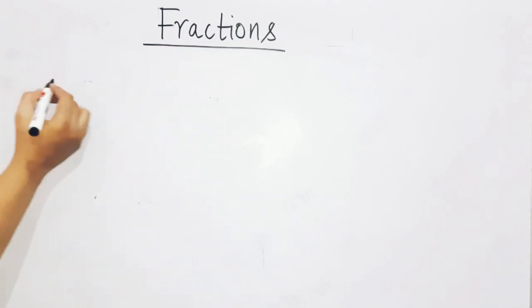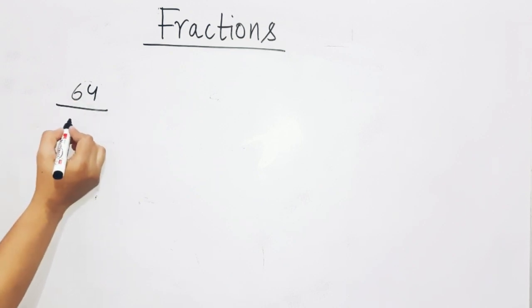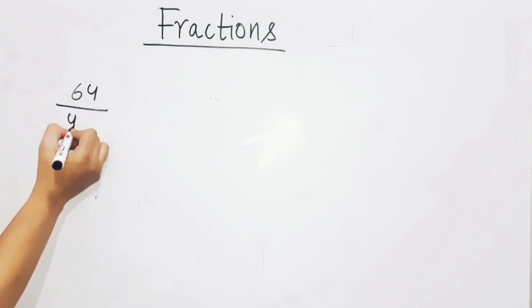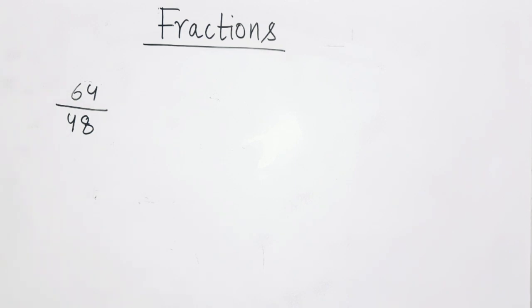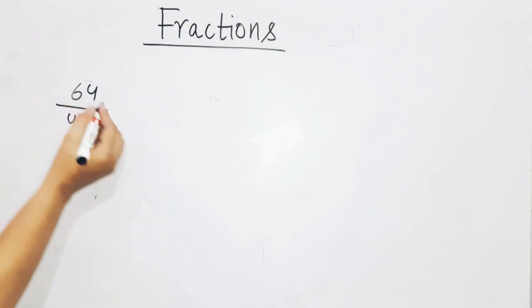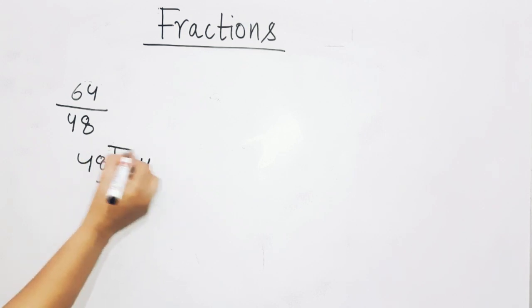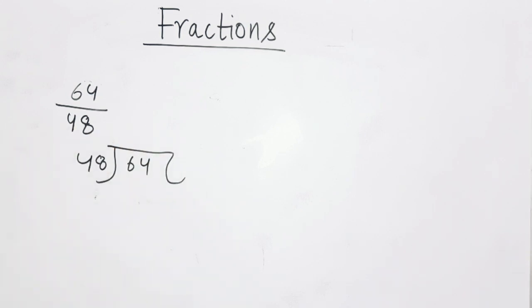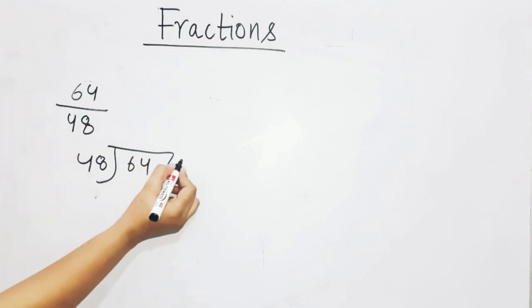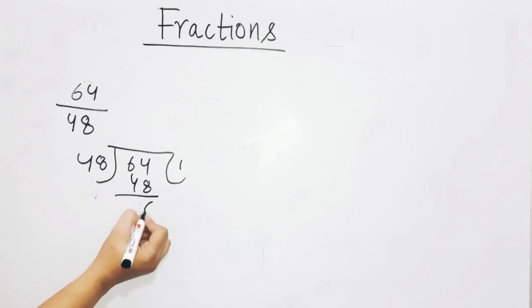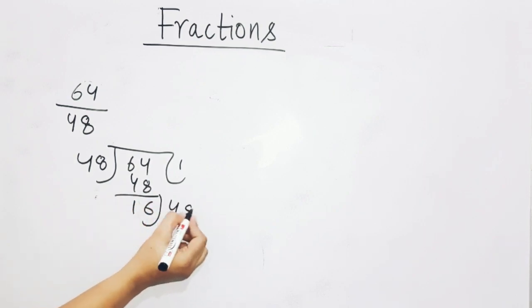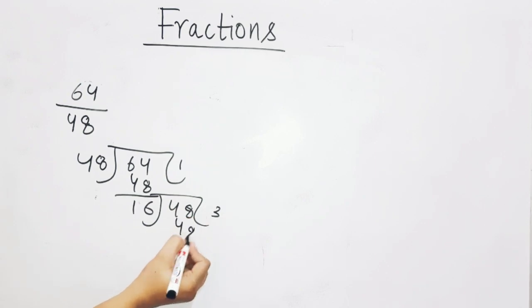Taking one more example for the simplest form, which is 64 upon 48. I am taking the examples explained yesterday, so that the students will get better clarity. So what is the HCF of 48 and 64? For that I am going to take the division method. Okay, so 48 ones are 48. Here it will be 16, here it will be 1. Now 16 threes are 48.